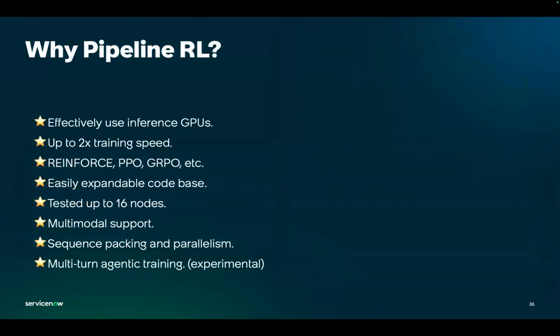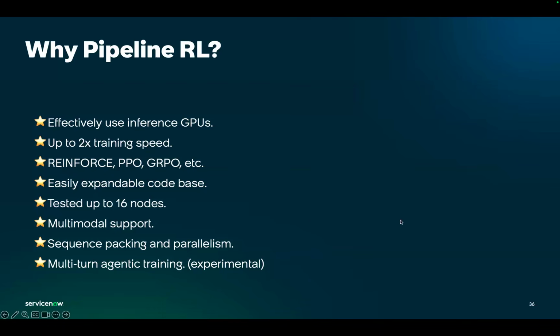Okay. So in conclusion, why PipelineRL? We effectively use inference GPUs, right? It's very fast, up to 2x faster. We have REINFORCE and PPO with the value function if you want to play with it, and GRPO. It's a very research-focused code base. It's very easy to extend if you want to add new things. My intern keeps adding new features and is able to get a lot of work done. So it won't get in the way.